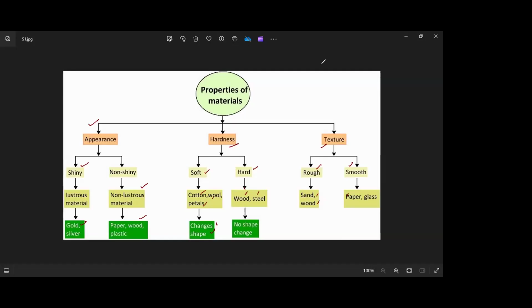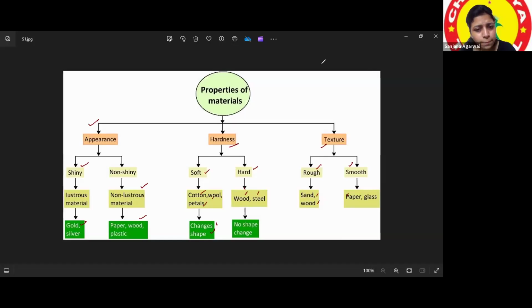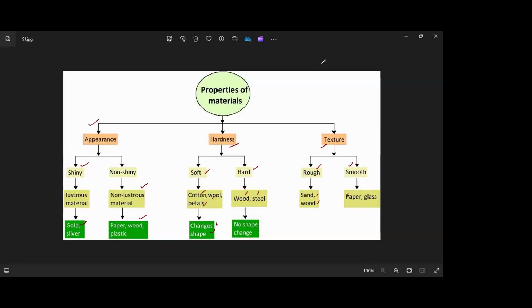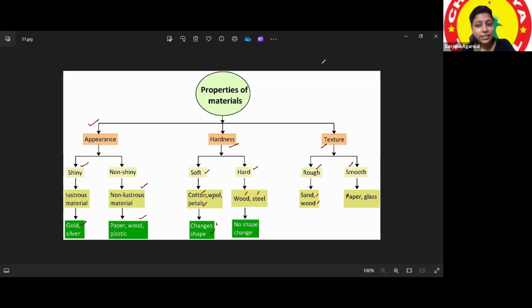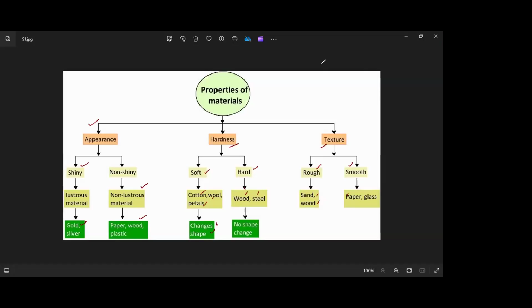Ma'am, butter is also smooth. Cheese, butter, great, nice, good examples. You can do one thing: if you want to increase the examples, please write them down. Okay, ma'am. Okay, you please note it down.